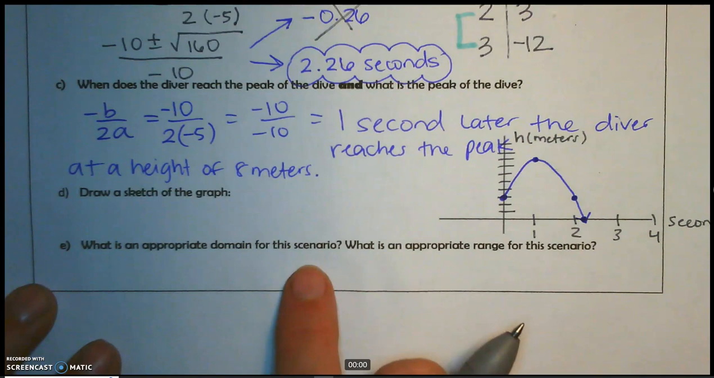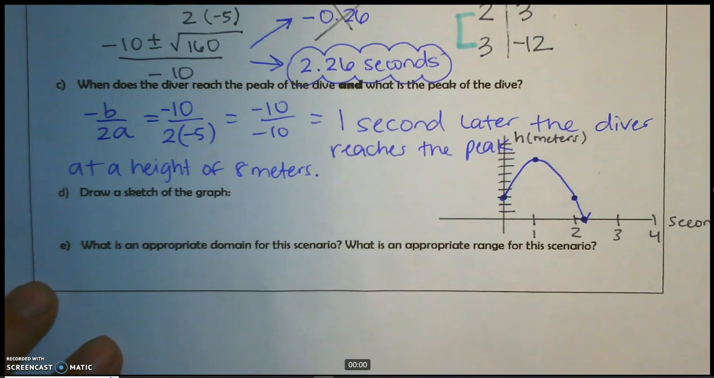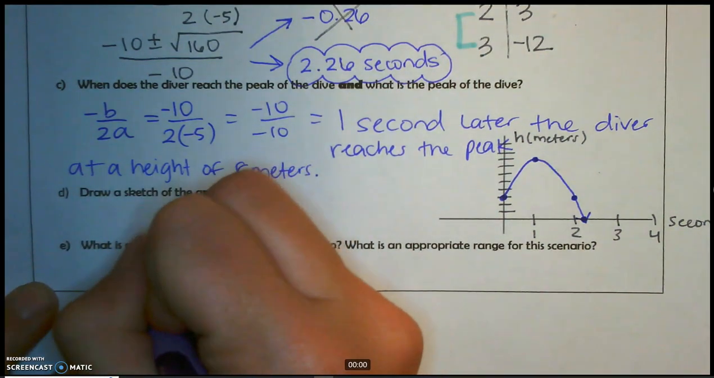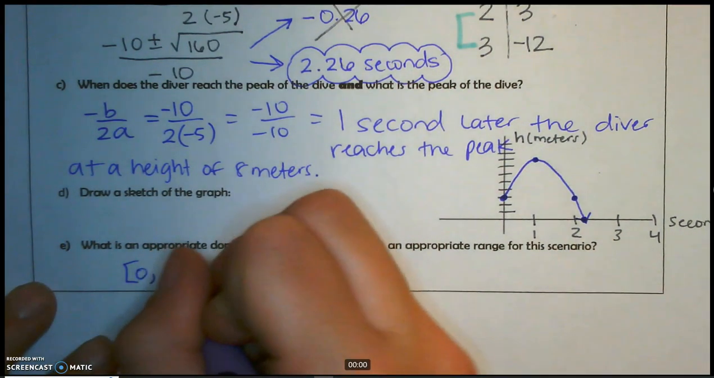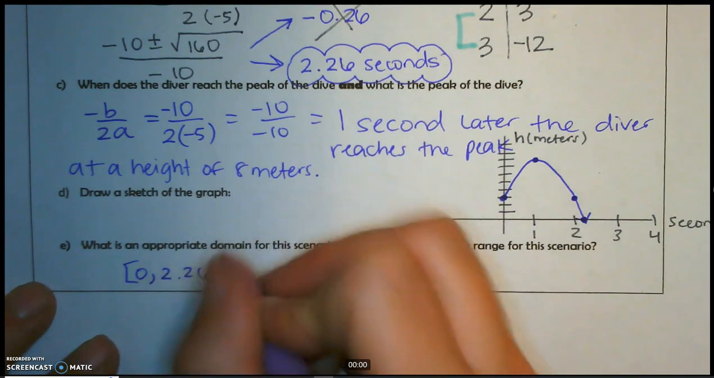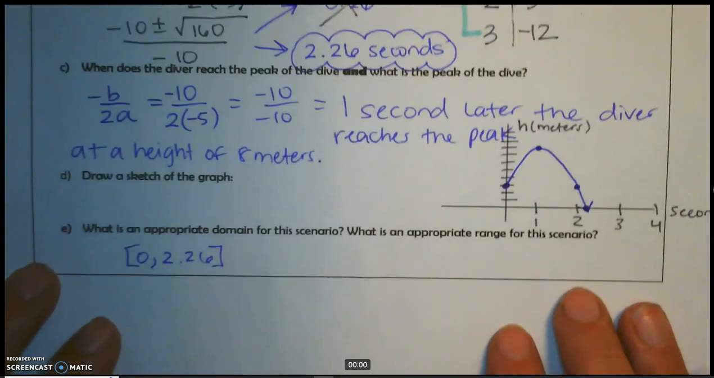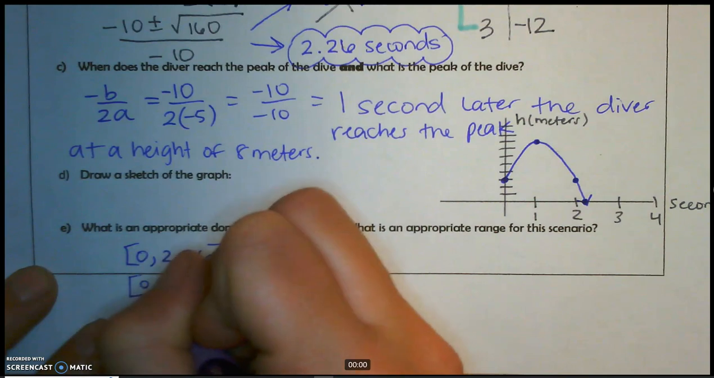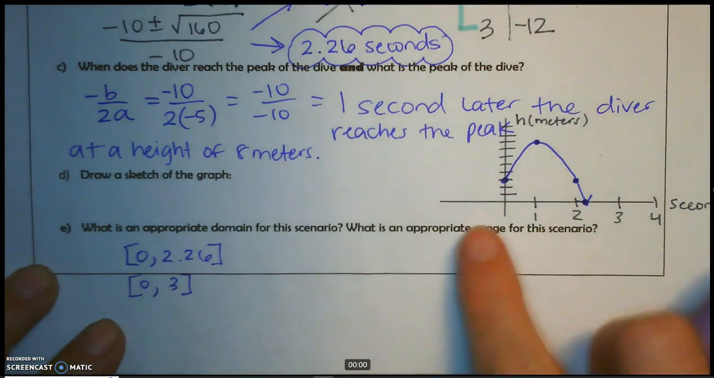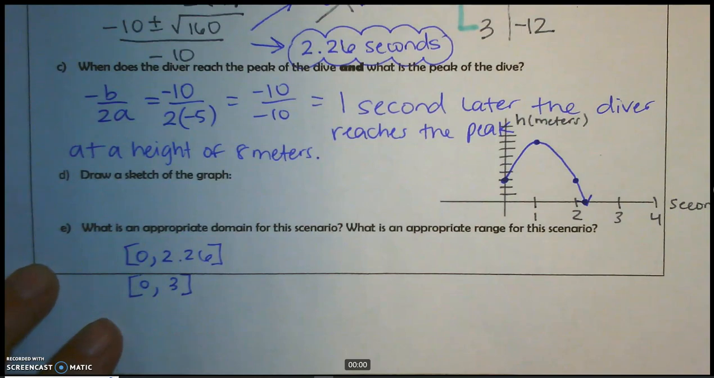On to part E. What is an approximate domain for the scenario? What is an approximate range? Remember domain is all of the possible x values. So we start at 0 seconds in, and then they hit the water at 2.2 seconds. If you wanted to make an argument for talking about her height below water, I would say that you could make an argument for the range being 0 to 3 if you think about how deep she goes into the water a second or two after going through. So that would be my domain.